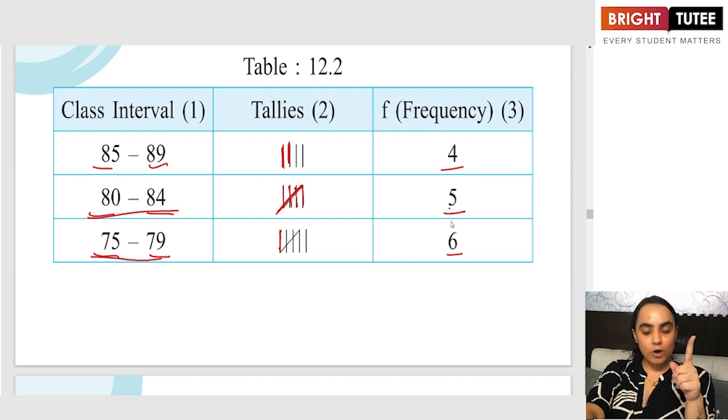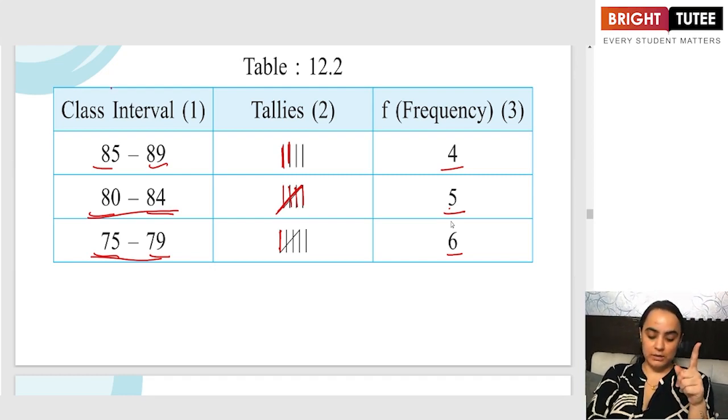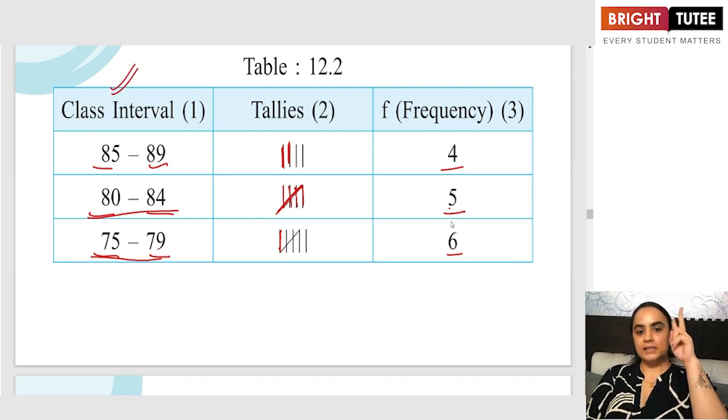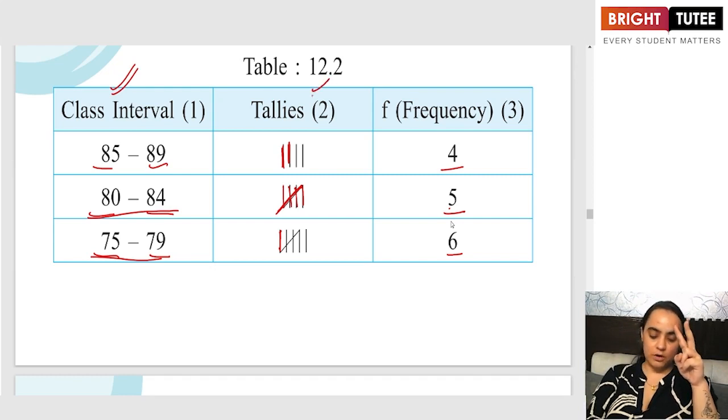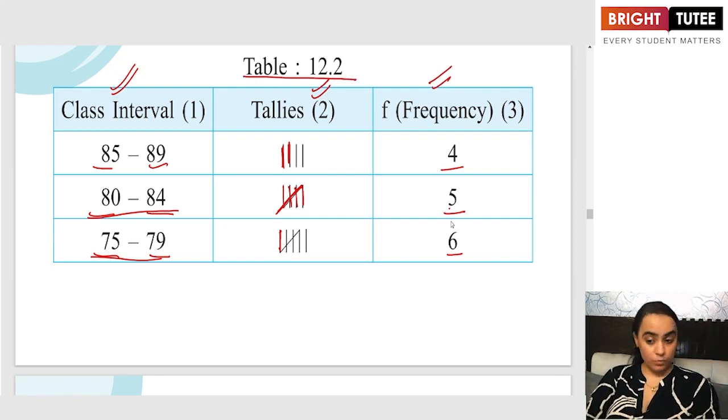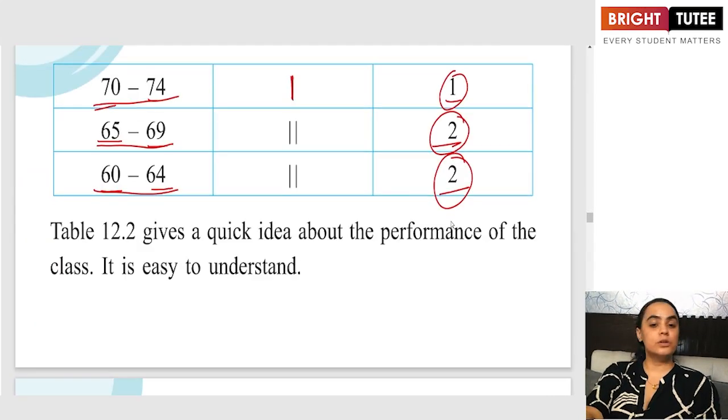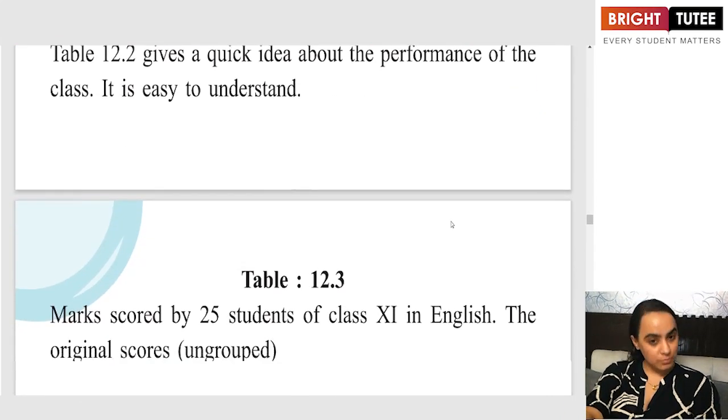The first column of your table is going to be the class interval. The second column is going to be your tally mark, and the third column is going to be your frequency. And you yourself saw that giving a table number was important. Without that, you will not be able to get it.